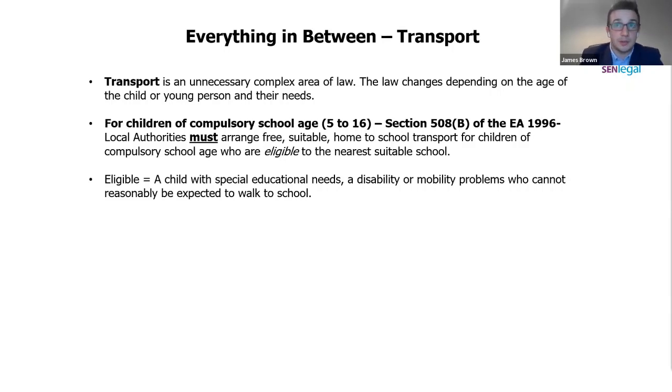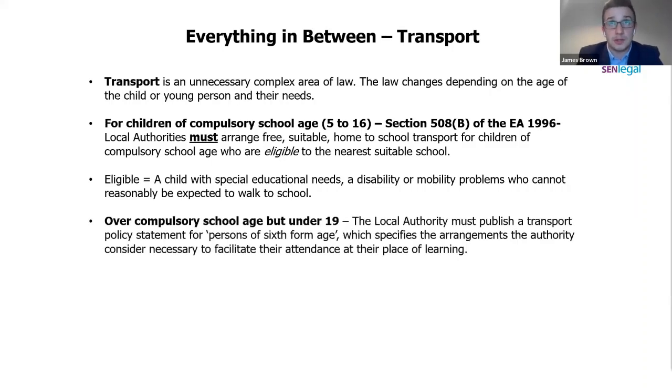When we're looking at what is the nearest suitable school, if a school is named in Section I of the EHC plan, then yes, that is the suitable school, and that is held to be the nearest suitable school. So at that point, with an EHC plan naming your choice, naming the school in the EHC plan, the local authority are required to provide transport for your child, and they are required to do it for free at that age. Now, once you start to go through the age groups, that duty does start to lessen. So for over compulsory school age but under 19, the local authority must publish a transport policy statement for persons of sixth form age, which specifies the arrangements the authority considered necessary.